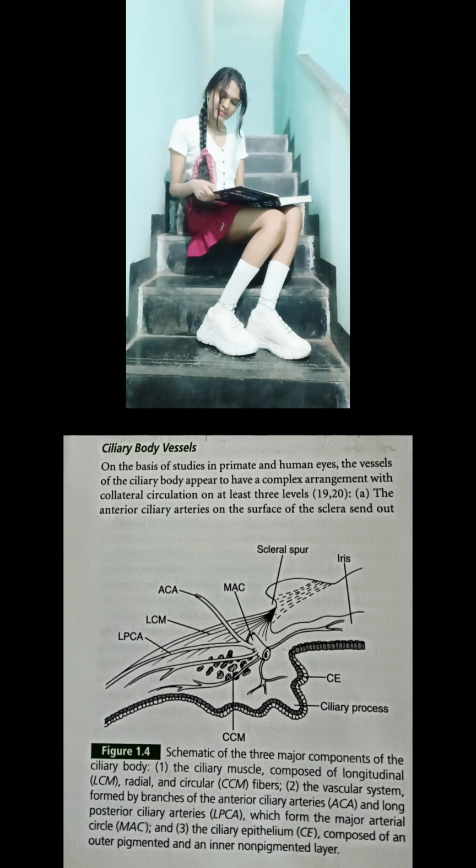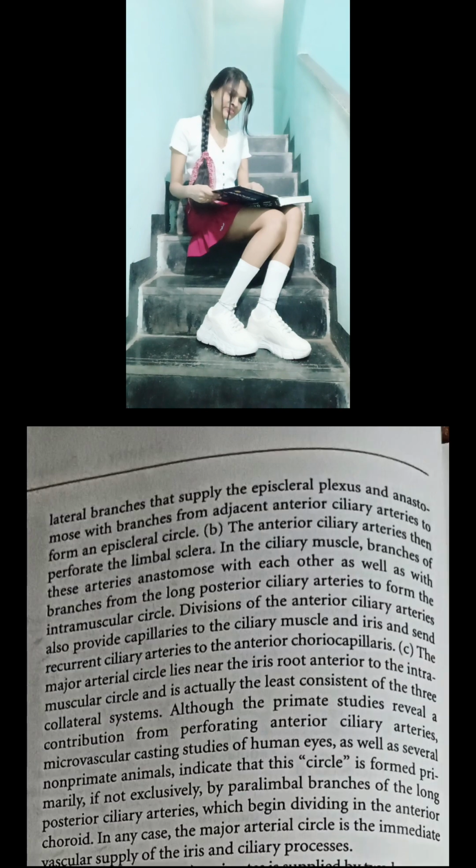Ciliary body vessels. On the basis of studies in primate and human eyes, the vessels of the ciliary body appear to have a complex arrangement with collateral circulation on at least three levels. A. The anterior ciliary arteries on the surface of the sclera send out lateral branches that supply the episcleral plexus and anastomose with branches from adjacent anterior ciliary arteries to form an episcleral circle.